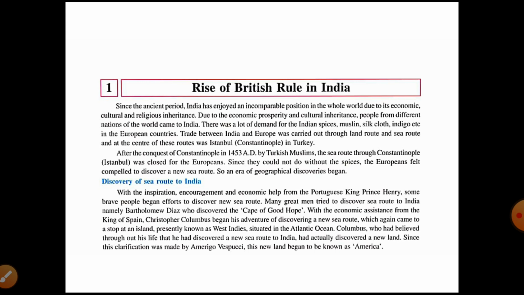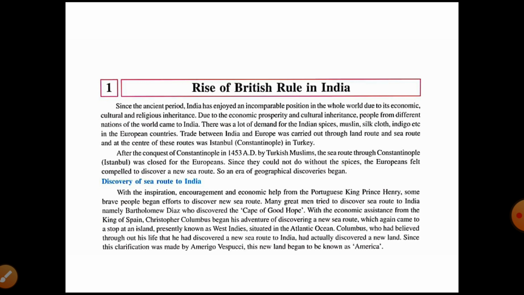Let's see the first point, discovery of the sea route to India. With the inspiration, encouragement and economic help from the Portuguese king Prince Henry, remember the name, who helped at the beginning to discover a new sea route from Europe to India. He encouraged and gave economic help to the people. At that time Prince Henry was a king of Portugal.